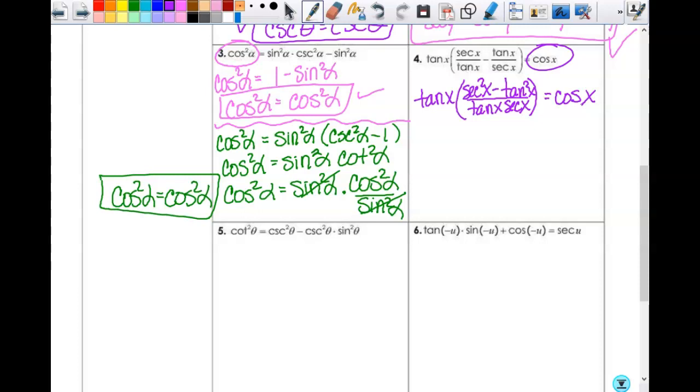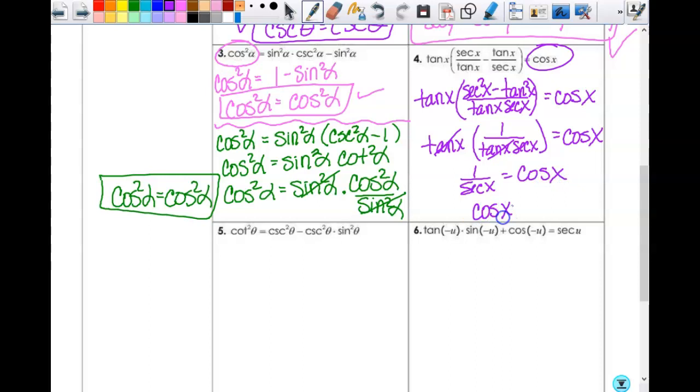On top it would be 1. Because tangent squared plus 1 equals secant squared, so secant squared minus tangent squared is 1. So tangent of x times 1 over tangent x secant x equals cosine x. Now what can I do? Yep, I can cancel out the tangents, so I get 1 over secant x equals cosine x. What's 1 over secant? Cosine. Cosine x equals cosine x. And there you go.